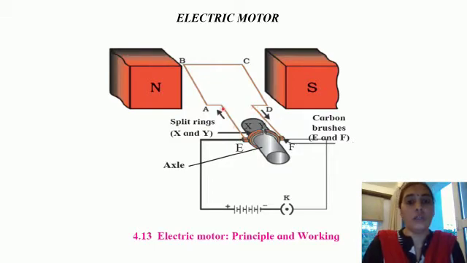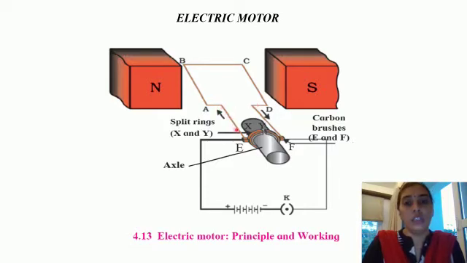Now this arrangement, that is the rectangular loop of copper wire, is placed between the strong magnetic field of horseshoe magnets. So this is the horseshoe magnet, and it is kept in between the magnetic field which will be directed from the north to the south of the magnets. So it is placed between the strong magnetic field of the horseshoe magnets.